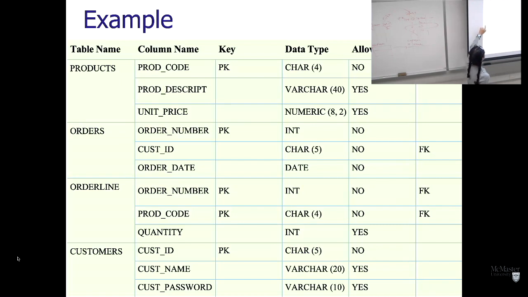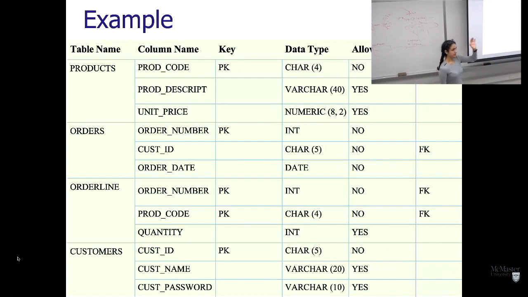For the orders, again, order number was a primary key. Here we have a foreign key because customer ID is actually the primary key in another table. So why is order number in the order line a foreign key? Yeah, because it references the order number. Exactly, because it refers to the order number in the orders table, and because order number there is the primary key, whenever it appears in other tables, it becomes a foreign key.